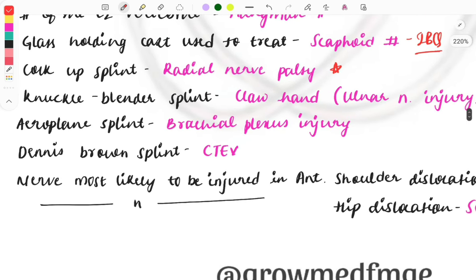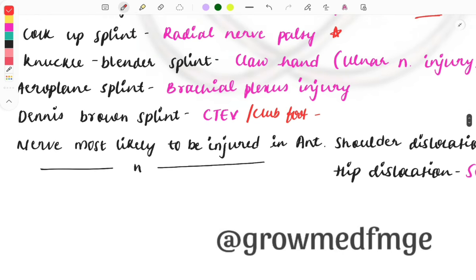Denis Browne splint, used in the congenital talipes equinovarus, which is also called as the club foot. So image based question can be given of this club foot. So they'll give the image of the club foot and they'll just ask which splint is used, or they can also give the images of the splint and they can ask which splint it is.